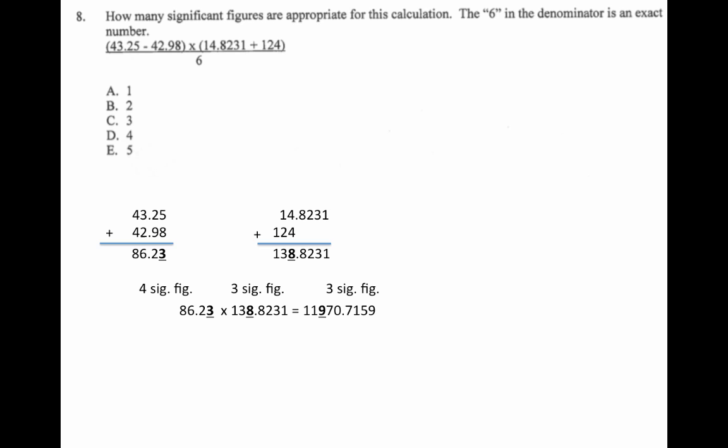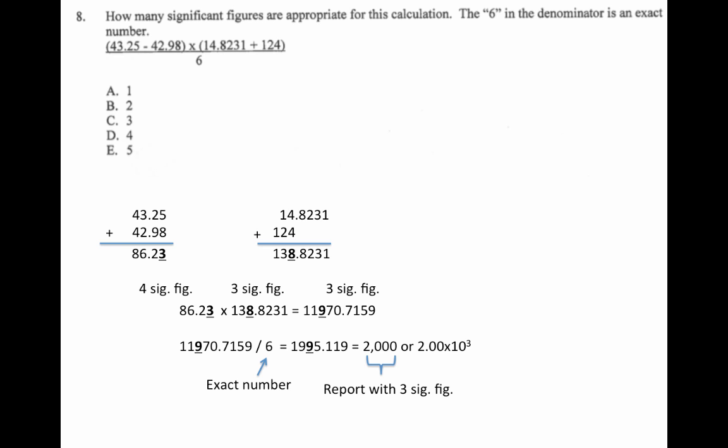Next, we can do the multiplication. 86.23 has 4 significant figures. 138.8231 was only significant to the 8 in the ones place. So the final answer is going to have 3 significant figures. The next step is to take that value and divide it by 6. Now 6 is said to be an exact number. So if I had 3 significant figures before that, I'm going to have 3 significant figures after that. So this is a calculation that's best reported then to 3 significant figures.